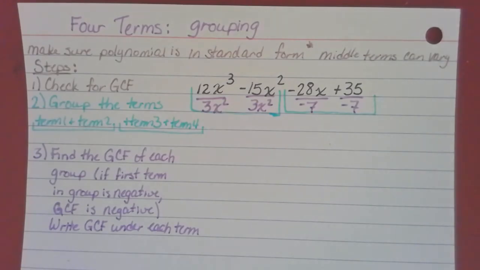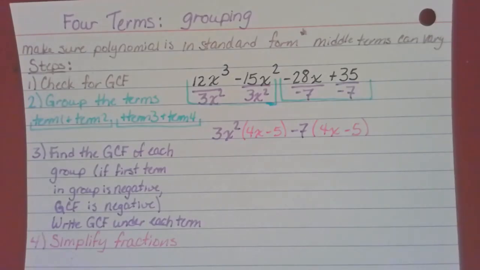So for the first group, my GCF is 3, which goes into both 12 and 15. And then it's x squared because it's the variable that they both have, with the smallest exponent. And then for my second group, my first term is a negative 28x. So my GCF is going to be a negative 7 because negative 7 goes into both 28 and 35. And they both don't have an x. So our final step is we're going to divide out those fractions, and then we're going to see that we have another GCF.